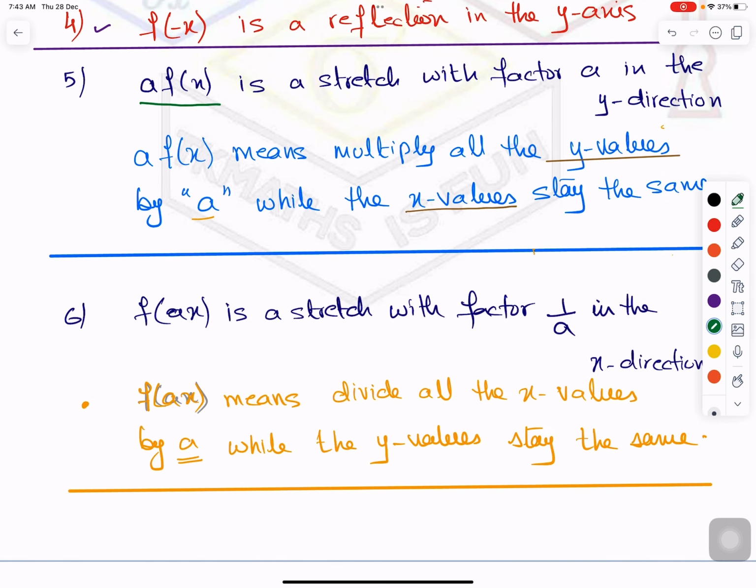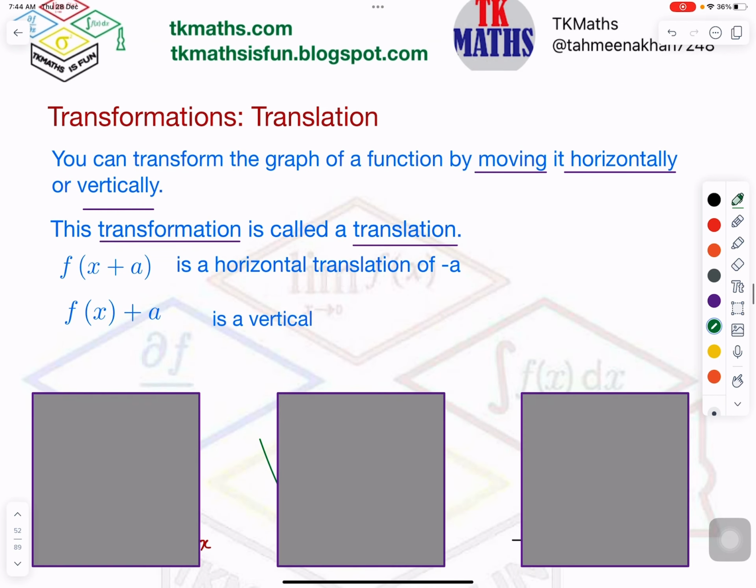And the last one is if it is written f of a x, then it means it will be stretched along the x-axis in the x direction, and you will divide all x values by a, whatever the number given to you here. Or it is said the scale factor is 1 over a. It means you will multiply the x coordinate of the point by 1 over a. It is the same as dividing x by a. Mathematical language. So let's start with translation.